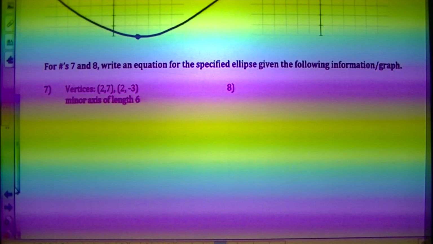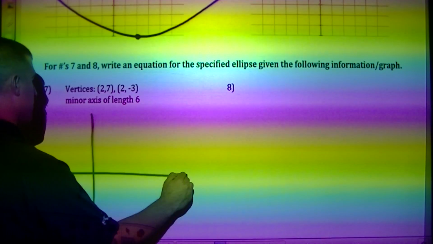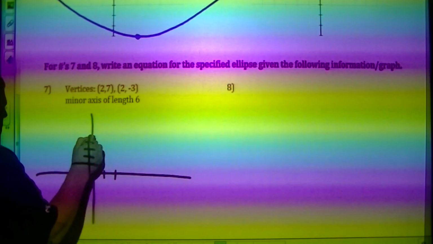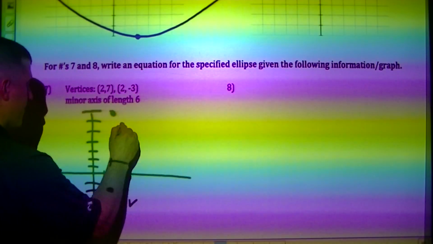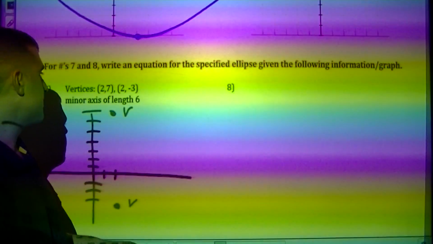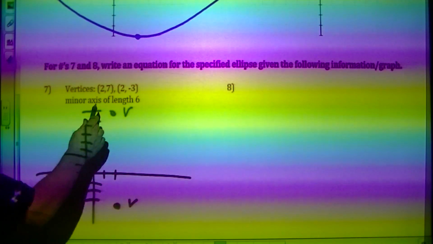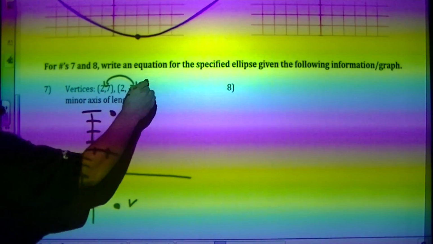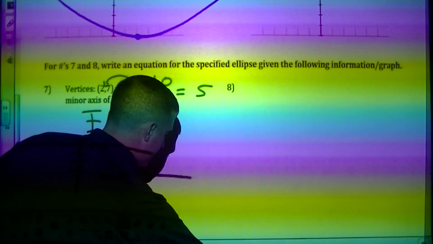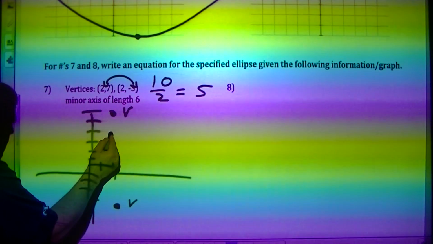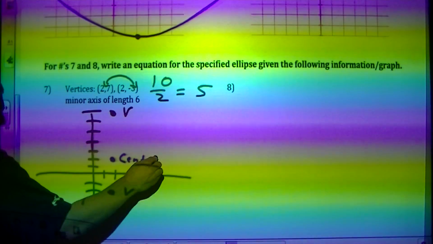All right, moving down to 7. I'll have to draw 8 in there. The vertices are 2, 7 and 2, negative 3. Now if those are your vertices, the concept is these are halfway apart. 7 to negative 3 is 10 spaces. 10 divided by 2 would be 5. So I'm moving 5 spaces down. 1, 2, 3, 4, and 5. Here's my center. That's going to be 2, 2.